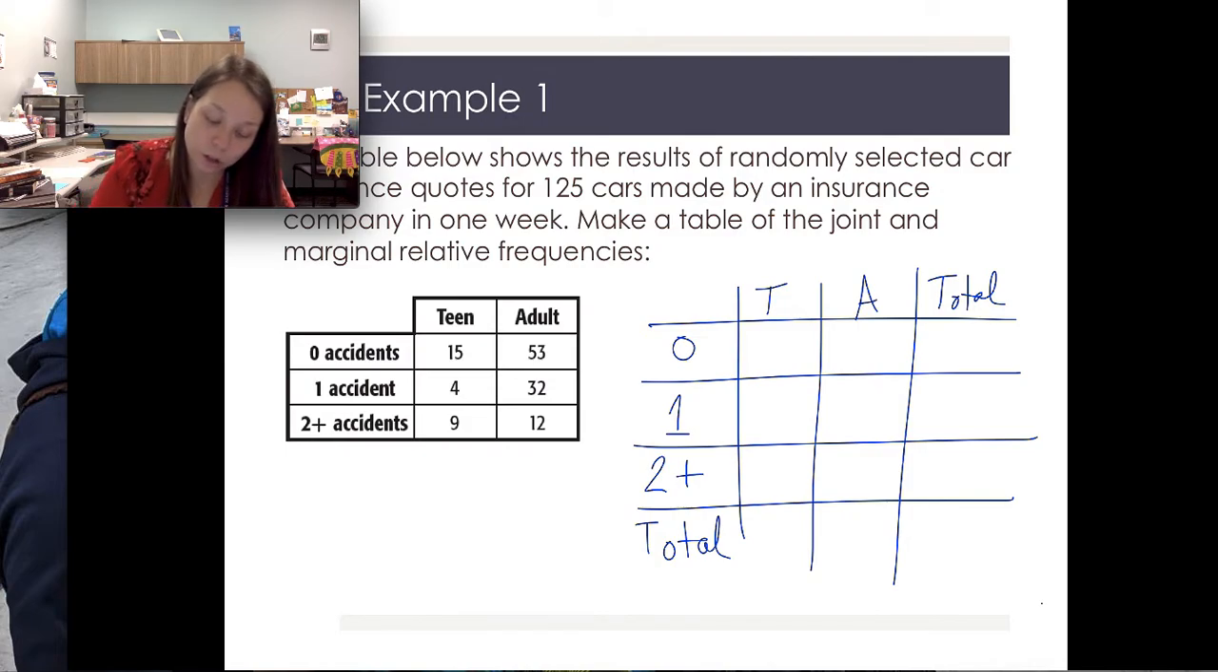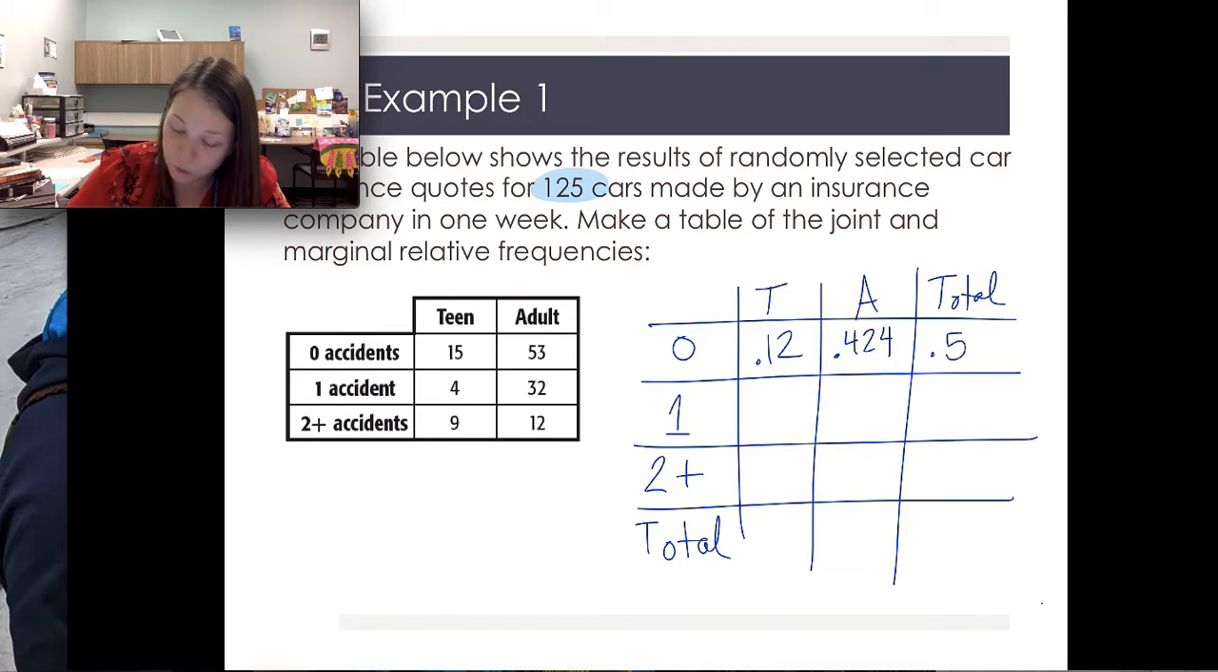I know that there's 125 cars represented in this table because we're told that in the setup of the problem. So I'm going to take each of these numbers and divide by 125. So 15 divided by 125 is 0.12. 53 divided by 125 is 0.424. And that gives me a total of 0.544.